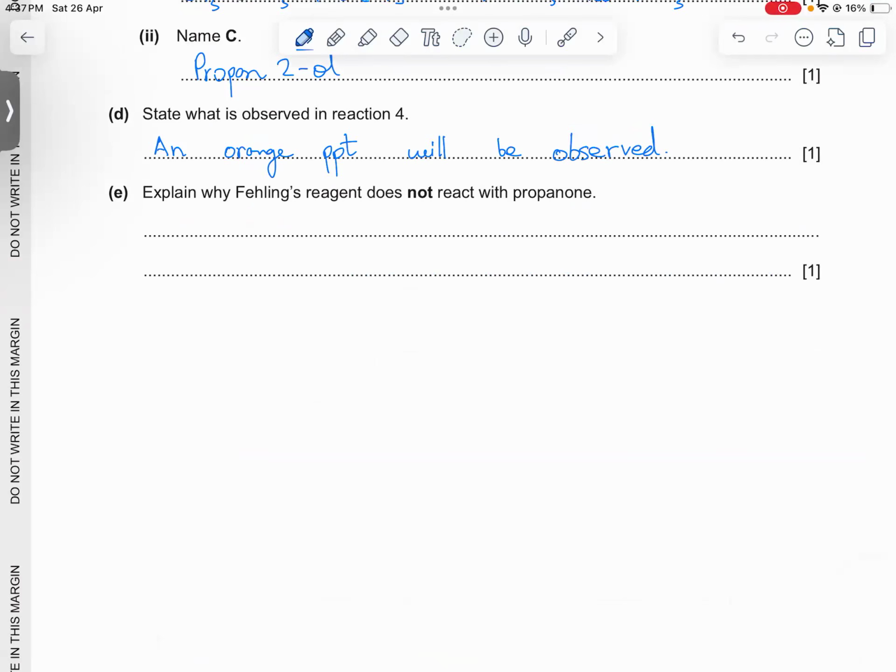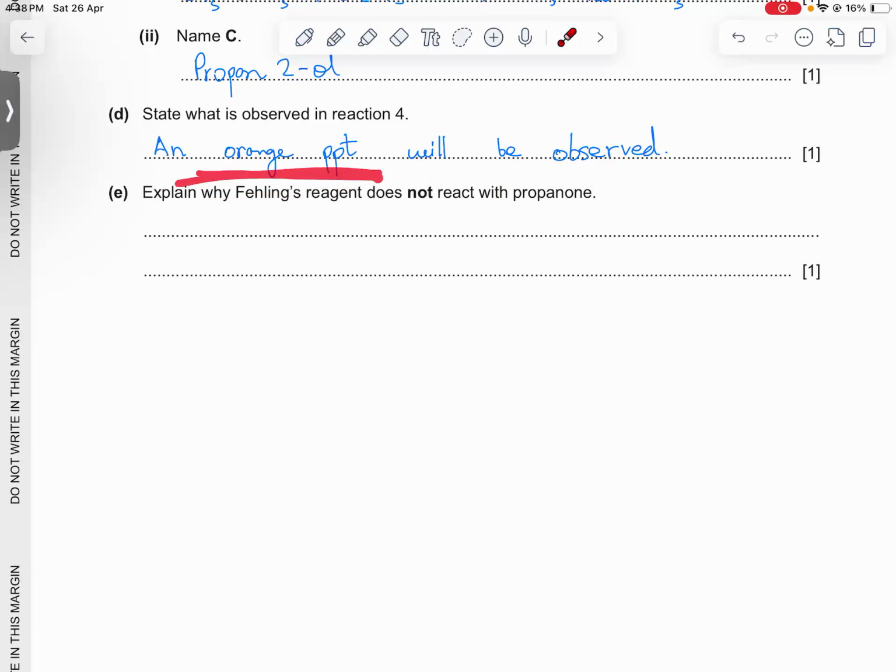Okay. So explain why Fehling's reagent does not react with propanone. Good question. They have asked why Fehling's reagent does not react with propanone. They did not ask what observation you will get if you add Fehling's reagent to propanone. There will be no observation because Fehling's reagent gives a positive test in only aldehydes, not in ketones. So once you confirm the presence of a carbonyl carbon, you do a Fehling's test and you confirm whether it is a ketone or an aldehyde, on the basis of positive or negative result.